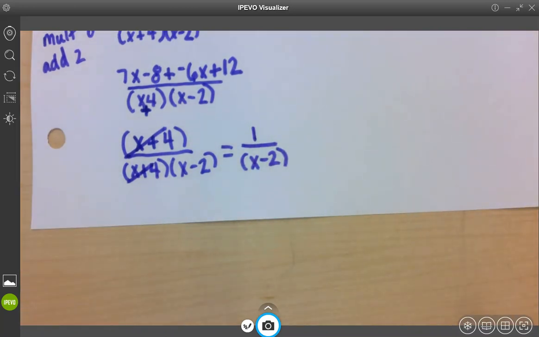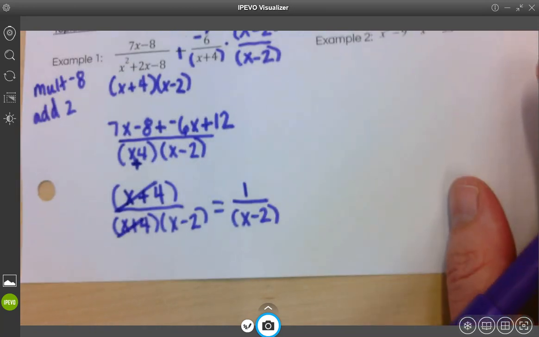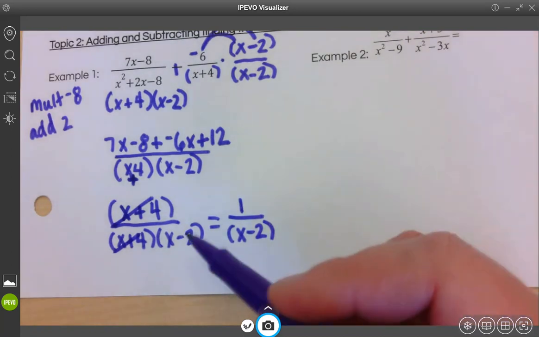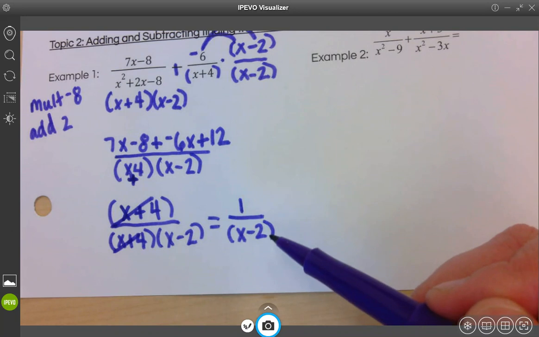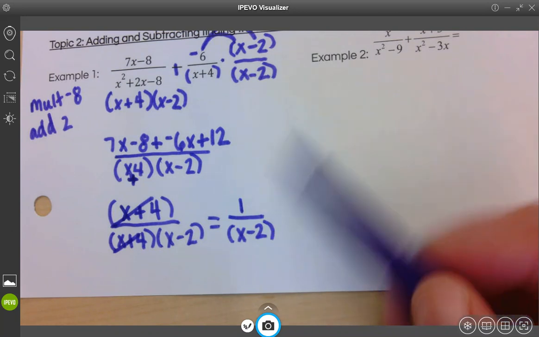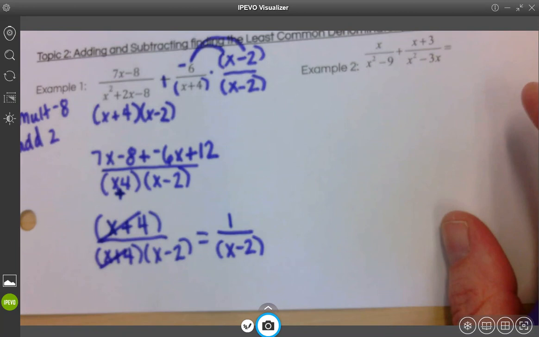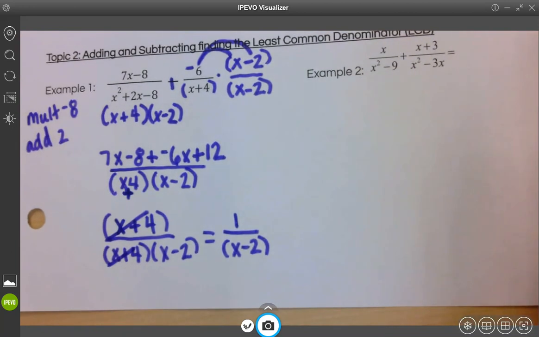Any questions? It is possible that the denominator could cancel out, and then you wouldn't have a fraction anymore. So far, we've only had the numerator cancel out, though. But you could make the denominator cancel out. All right, in the next problem, we need to factor these two denominators.